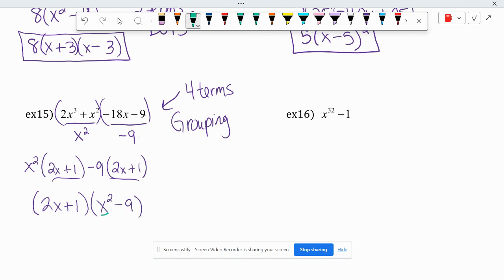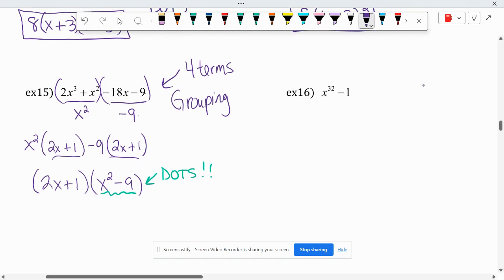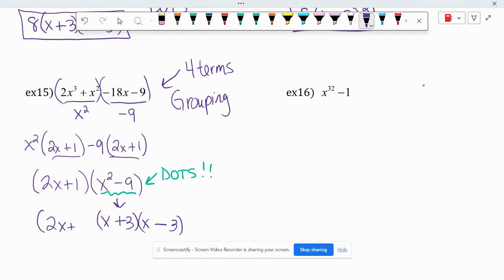What do you see about this? Yeah, that's a difference of 2 squares. I have to break that x squared minus 9 down. That's pretty shady, right? That we stick that in there. What does x squared minus 9 break down to? Well, what's the square root of x squared, and what's the square root of 9? Join the middle with a plus and a minus. Don't forget about your first 2x plus 1.